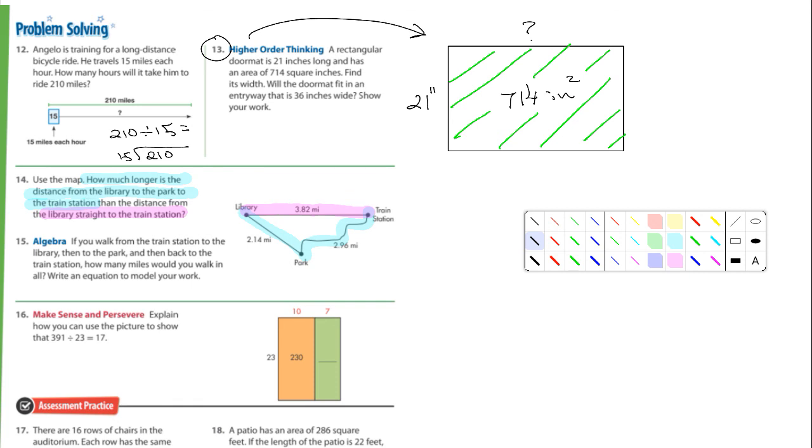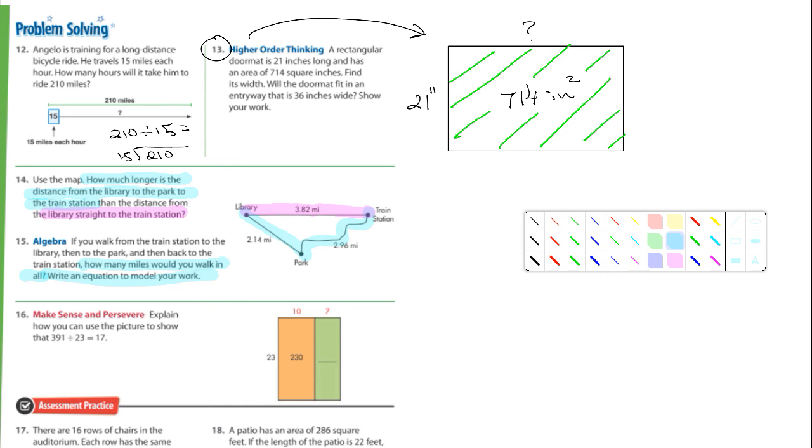All right, number 15, if you walk from the train station to the library, then to the park, and then back to the train station, how many miles would you have walked in all? All right, you guys can do that. How many miles would you have walked in all? And it says write an equation to model your work. You can do that. You're going to be adding up some numbers.